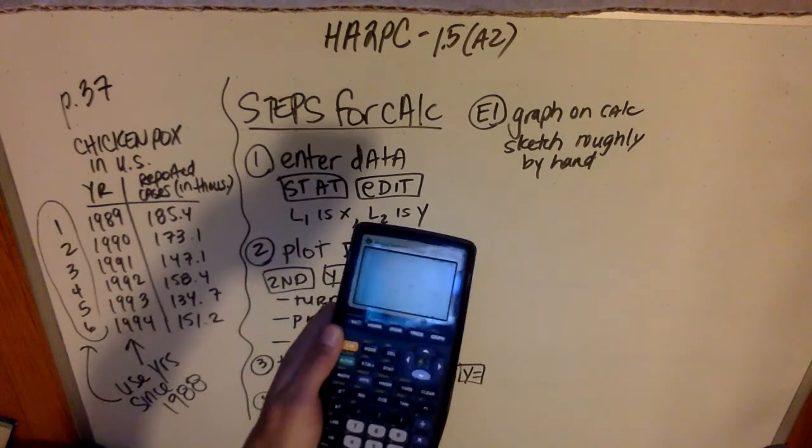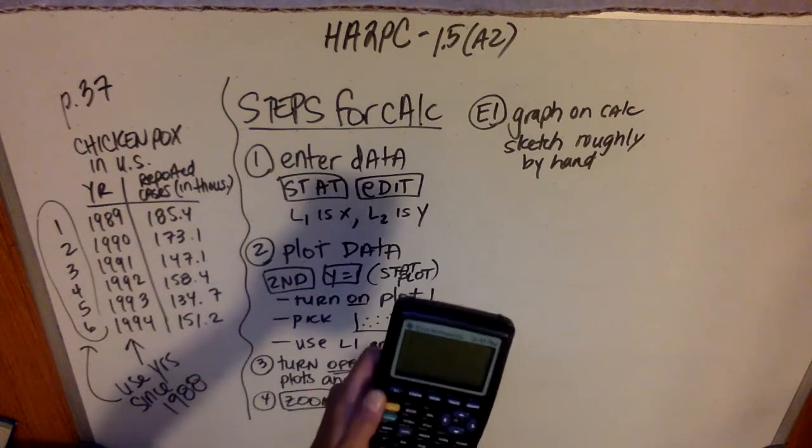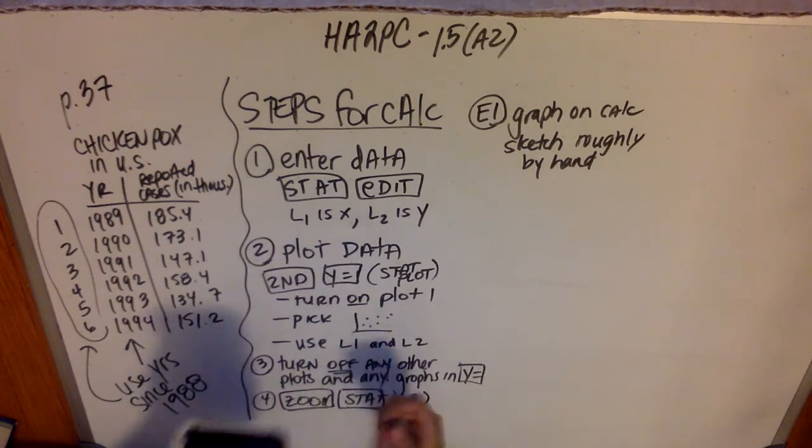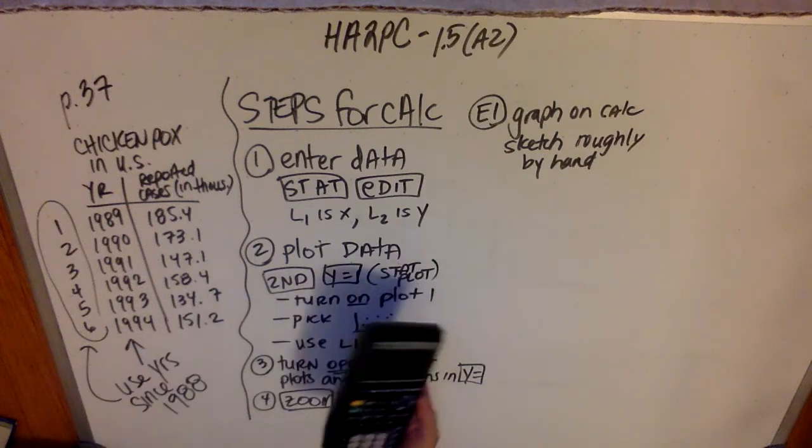So when I do that, I get a graph that looks like this. Now, I didn't mention that you can pick different shapes for your scatter plot. I always pick the one that's a little open square. It doesn't matter which one you pick. Now, you might not like the window that Zoom Stat gave you, and that's fine.